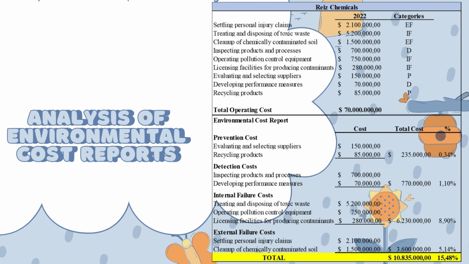The budget for prevention activities, such as supplier evaluation and product recycling, is relatively small, 0.34%. This suggests that companies may not have prioritized preventing environmental problems. The budget for detection activities, such as product inspection and performance measure development, is also relatively small, 1.1%. This suggests that companies may be less proactive in identifying potential environmental problems.